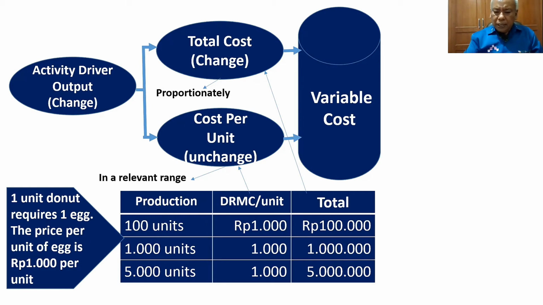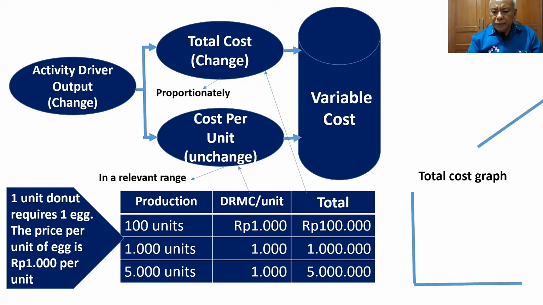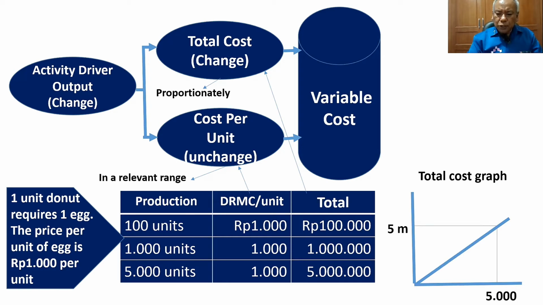So we can look at the graph. In this case, the total cost graph should look like this. No production, no cost; more production, more cost. If we produce 5,000 units of donuts, the total direct raw material cost will be 5 million. So we can make the formula Y equals 1,000 X, where X is the units produced.